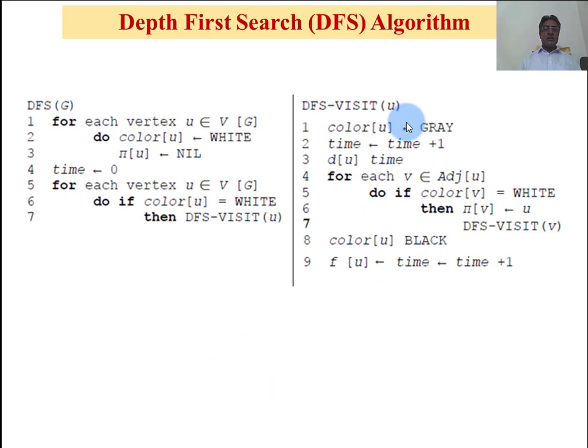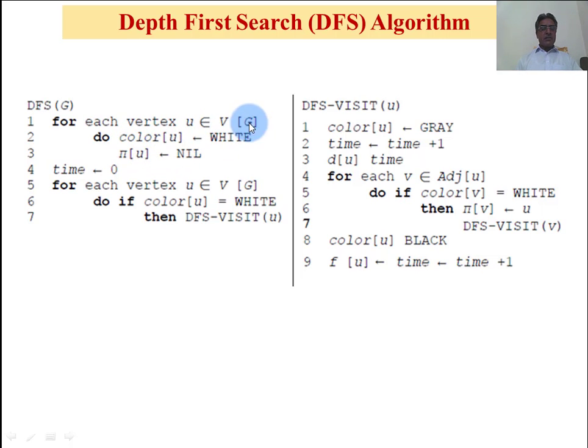Next, depth first search algorithm. This is our depth first search algorithm. Depth first search algorithm needs a graph. It does not need the starting node or the source node or the root node. It needs the graph with the set of vertices and the set of edges, because graph is the combination of set of vertices and the set of edges. We have a for loop from 1 to 3. This for loop initializes the graph, that is, makes the color of each vertex white and its parent nil.